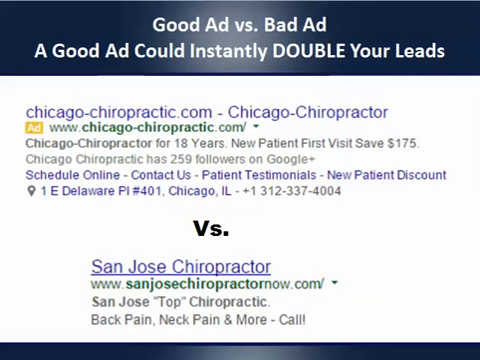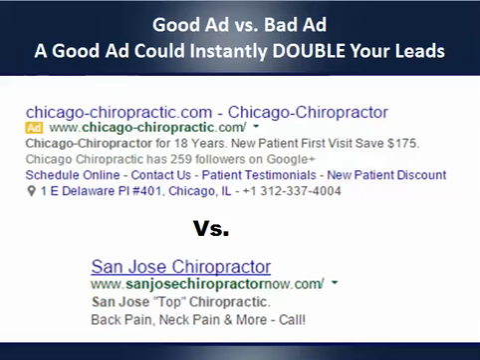Here's an example of a good ad versus a bad ad and how an ad can instantly double your leads. Look at the ad on the top here, which is a pretty good ad and the best one I could find after Googling around for a couple of minutes. In this ad, you can see that the Google Places has been integrated into the ad. There's also site links, contact us, patient testimonials, new patient discount, schedule online, and a phone number is in the ad.